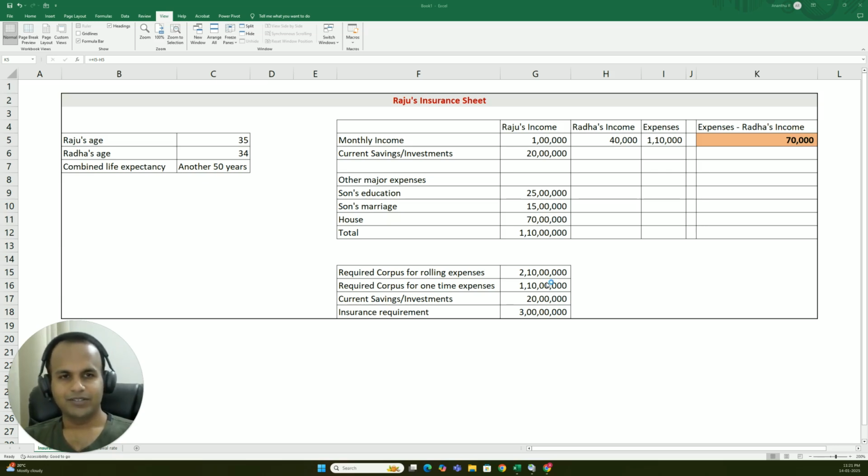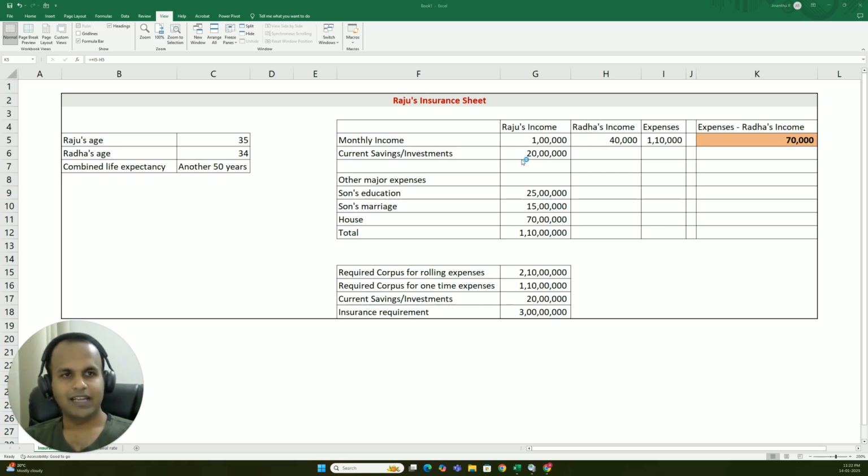I will take you through this story so that at the end of it, you will be able to replicate your own term insurance sheet and get enough term insurance so that your family is safe with respect to financial obligations in case of any kind of unfortunate incident. So let's come to this sheet.